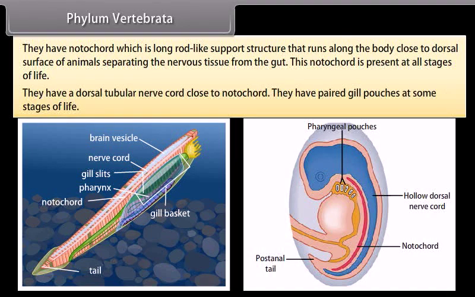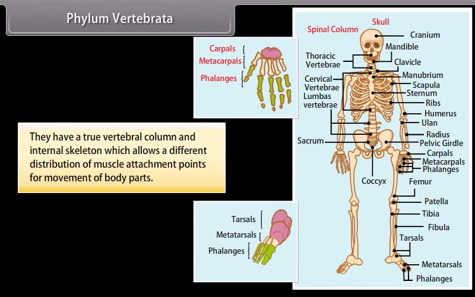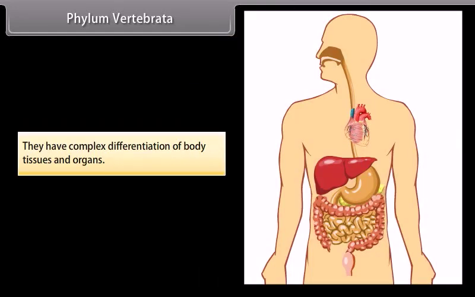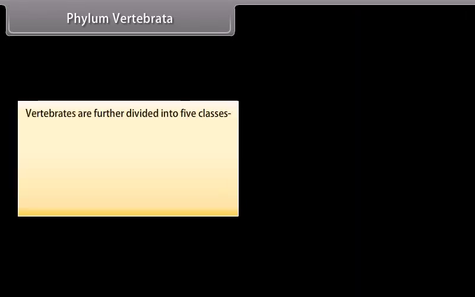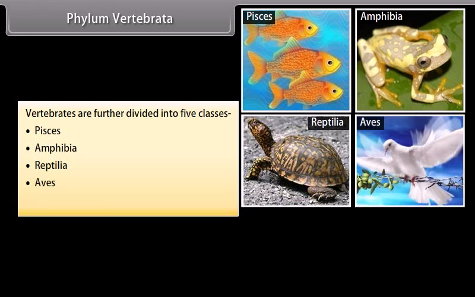They have a dorsal tubular nerve cord close to the notochord. They have paired gill pouches at some stages of life. They have a true vertebral column and internal skeleton which allows a different distribution of muscle attachment points for movement of body parts. They have complex differentiation of body tissues and organs. Vertebrates are further divided into 5 classes: Pisces, Amphibia, Reptilia, Aves, Mammalia.